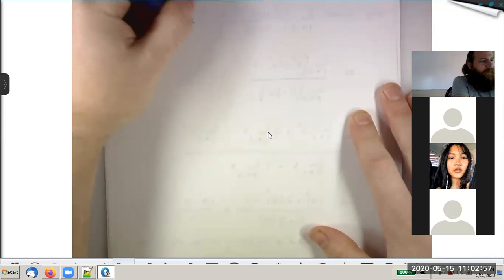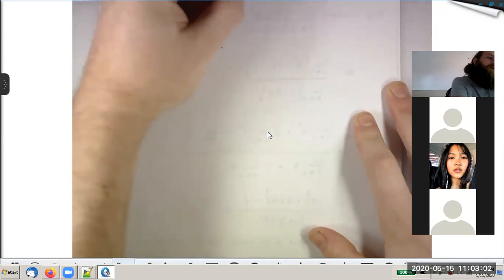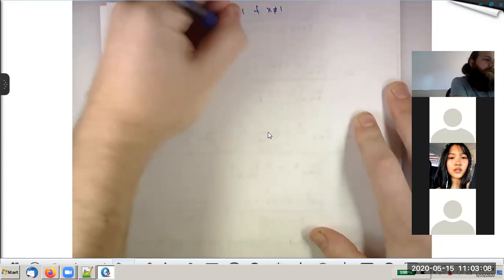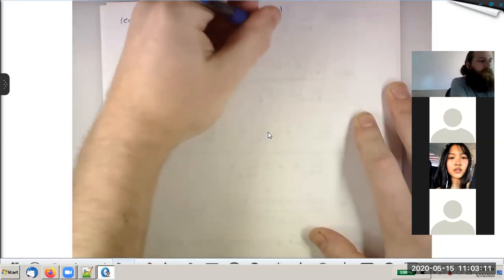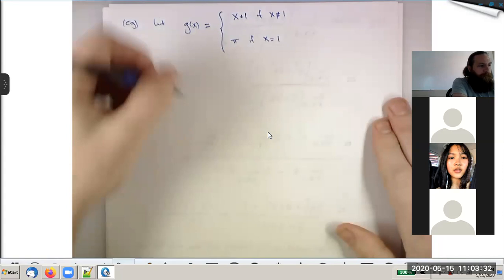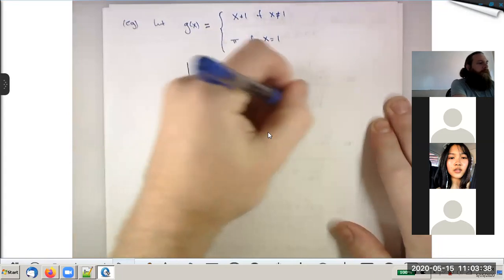So let's define the function g of x piecewise to be x plus 1 if x is not equal to 1, and to be pi if x is equal to 1. Hopefully your pre-calculus class was strong enough that you could draw me a good graph of this function. Can anybody describe the graph of this function in just a few words for me? For the most part, this function looks like what?